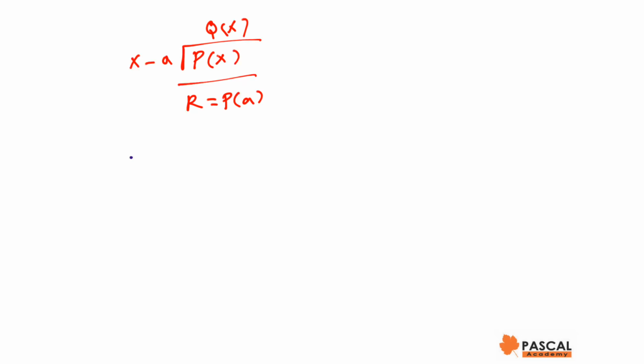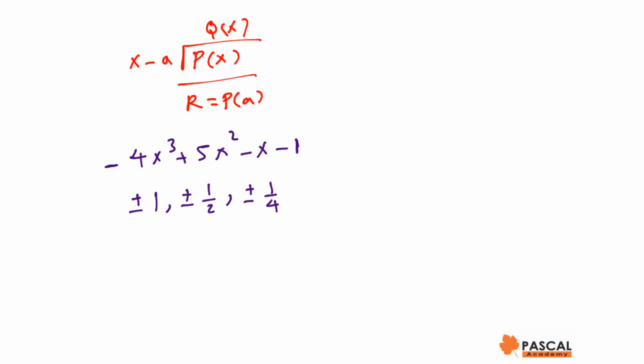Then we talked about the rational zero theorem. The rational zeros of 4x^3 plus 5x^2 minus x minus 1, if it has a rational zero, are among plus minus 1, plus minus 1 over 2, plus minus 1 over 4. In other words, these are the possibilities for the rational zeros. That doesn't mean these are the zeros. We have to check and find them. You have to check one by one and see which one makes it 0.